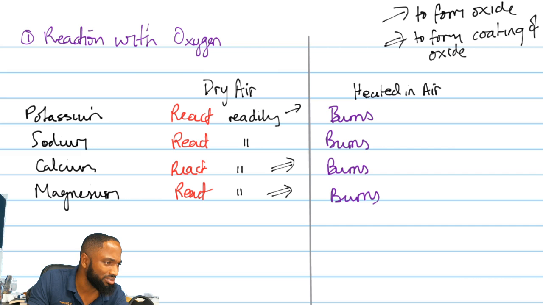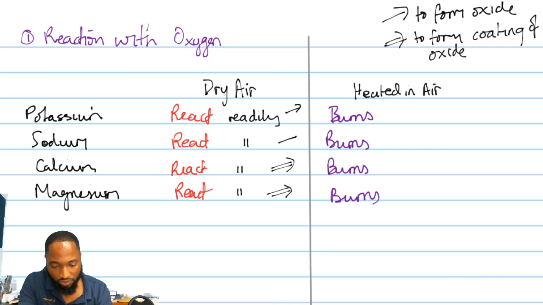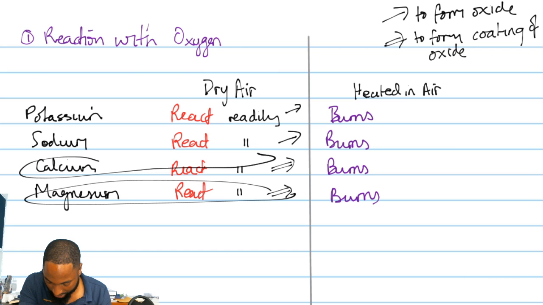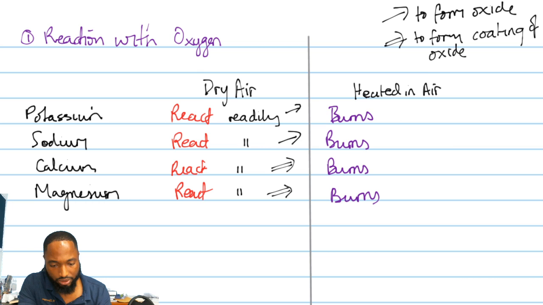So it reacts readily to form the oxide. Reacts readily to form a coating of the metal oxide. So this will form a coating of calcium oxide, a coating of magnesium oxide. Let me do aluminium one time too now. Aluminium.